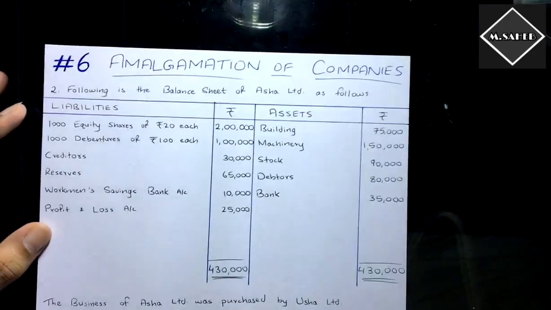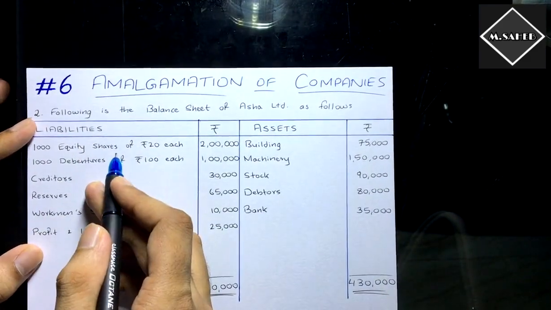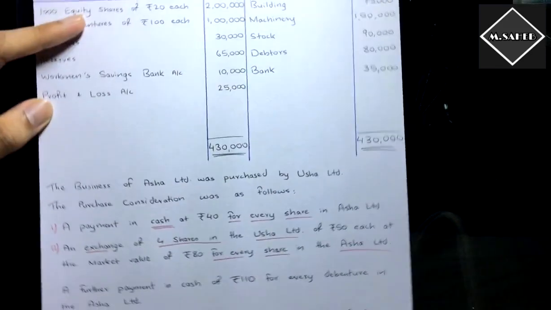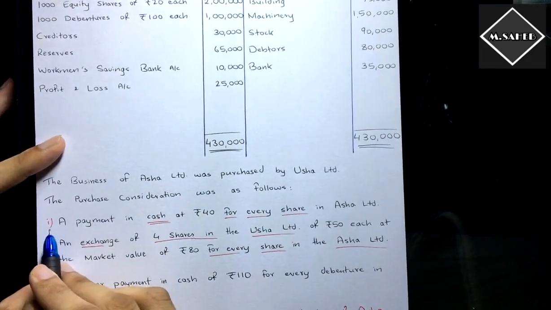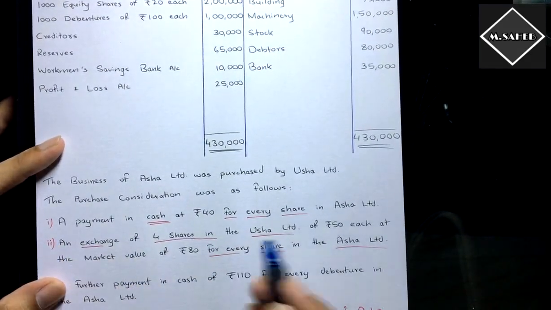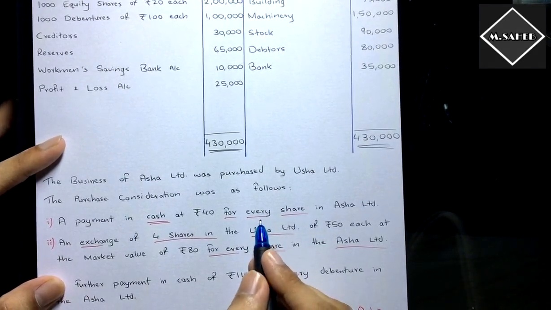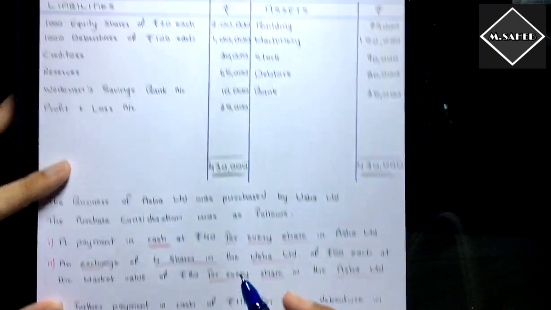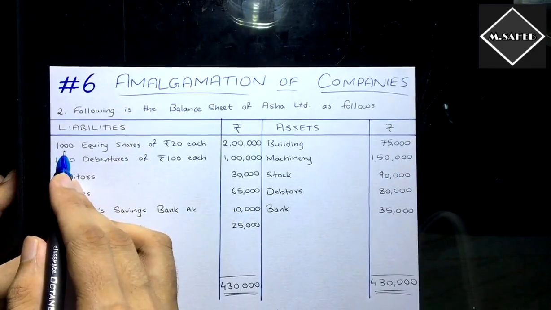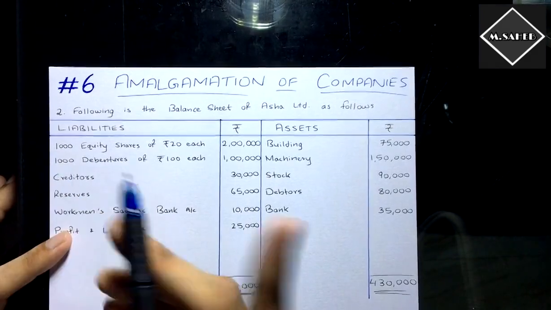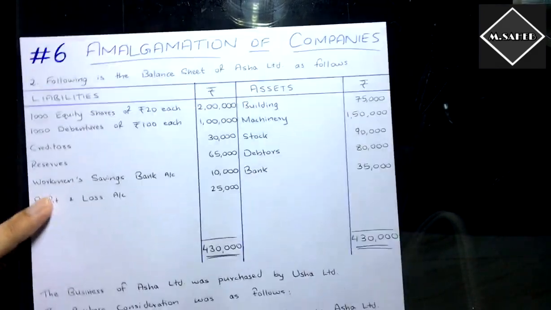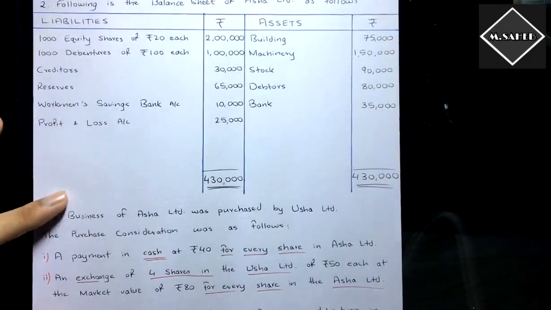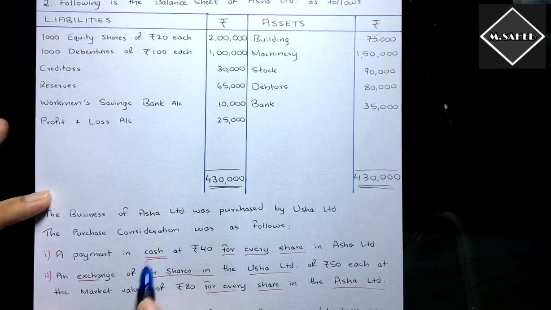Now here there is only one type of share, right? Equity share. There are no preference shares, only equity shares are there. So obviously in the first point, they are talking about payment made to equity shareholders. And what payment is that? Cash will be given, ₹40 for every share. How many shares are there? 1000 shares are there, so 1000 into 40. So 40,000 cash will be given. Here they are saying exactly what will be given to equity shareholders.